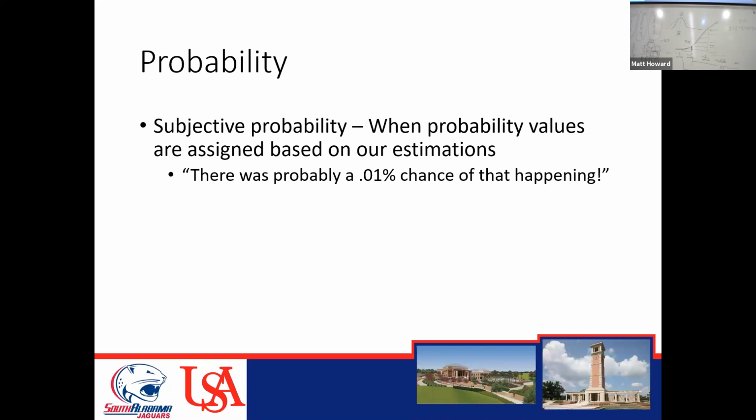Okay. So subjective probability is when, if a student throws a paper ball, gets it in the trash can, and I yell out, there's a 0.01% chance of that happening, that's just based on my own subjective estimation. So subjective probability is based on your personal estimation, your intuition, and it doesn't have empirical observations behind it.